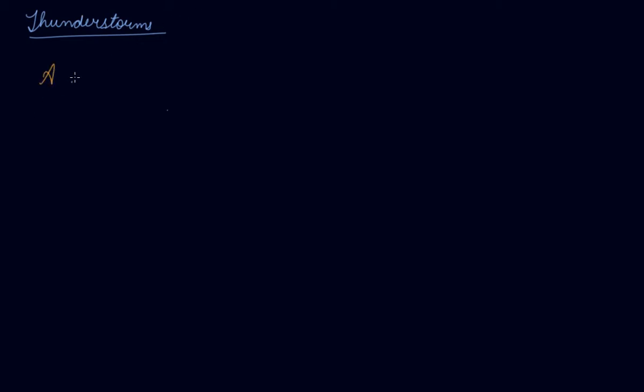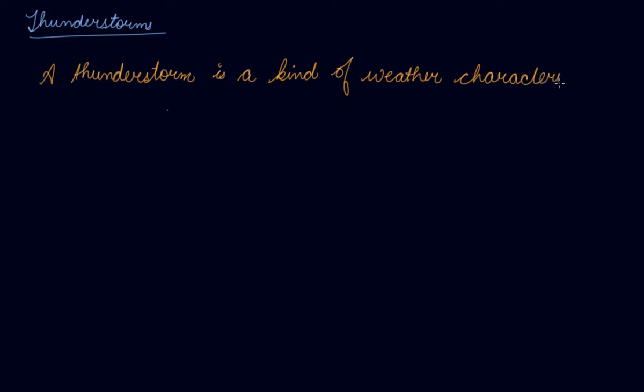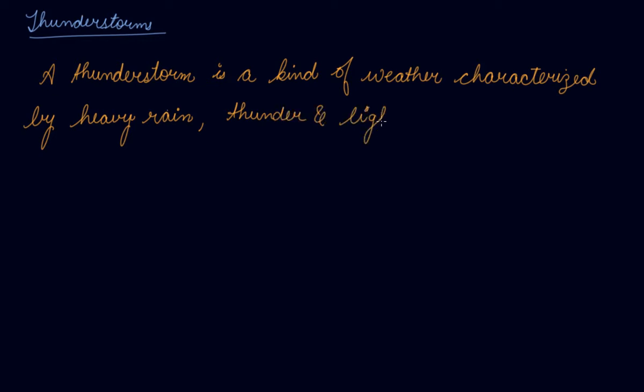Now, a thunderstorm is a kind of weather characterized by heavy rain, thunder, and lightning. Now there is a thunder sound, lightning, and heavy rain in a thunderstorm.